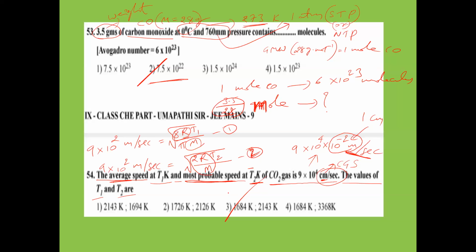So on solving, we can calculate T1 and T2. Equation 1 by equation 2, we can take and do the calculation part. So we get 1684 Kelvin and 2143 Kelvin. Please go through this and do this calculation part on your own. Take a screenshot and do the calculation part.